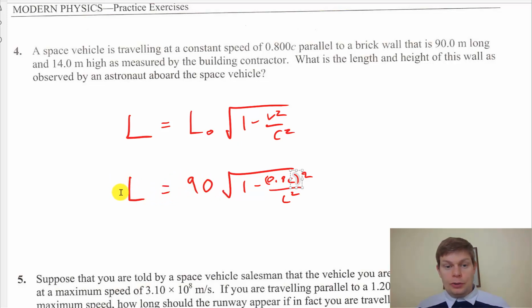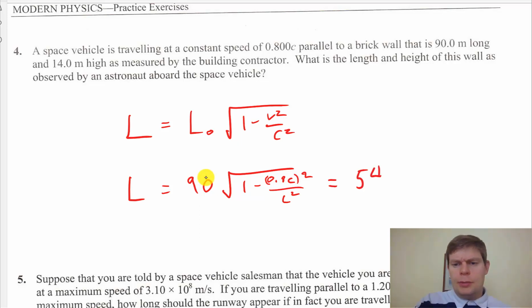So the length they perceive the wall to be will equal its length if you're at rest to it times the square root of 1 minus 0.8 c squared over c squared. Notice our c squareds cancel. 0.8 squared is 0.64. 1 minus 0.64 is 0.36. And the square root of 0.36 is just 0.6. So 90 times 0.6, you would end up with 54, I believe. So I believe, double check the answer key, but I believe it would be 54 meters.